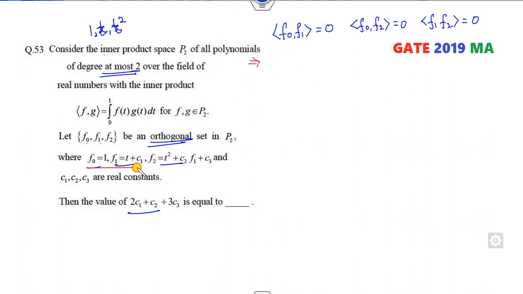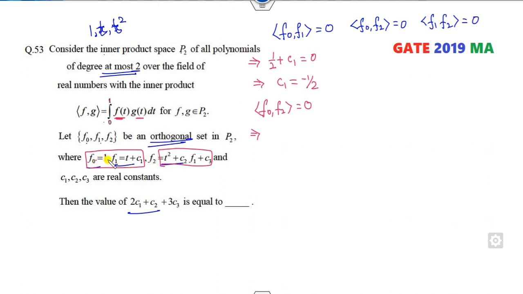f0, f1, over the integration 0 to 1. So that is nothing but here, the integration of this is half plus c1. So c1 will be minus half. The f0, f2 inner product will be 0. Fine. So the integration of this is 1. So you can integrate this over f0.